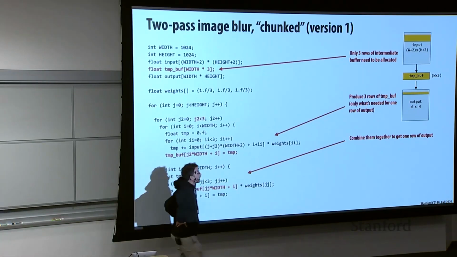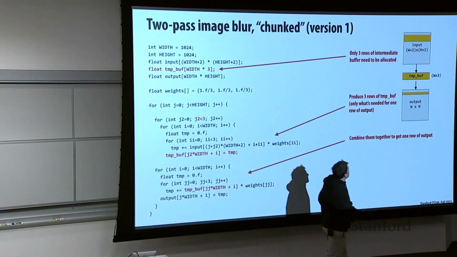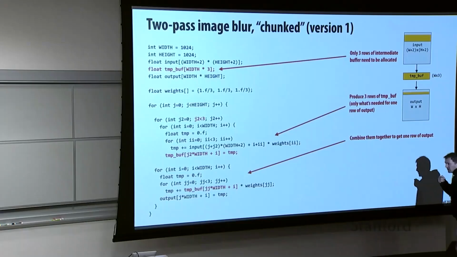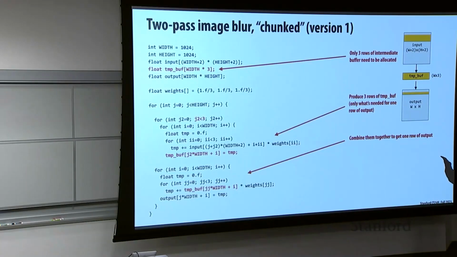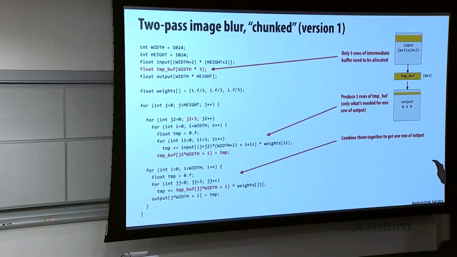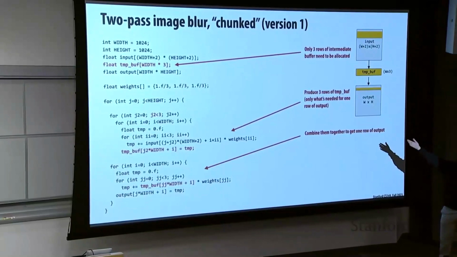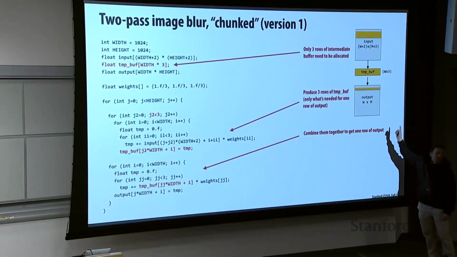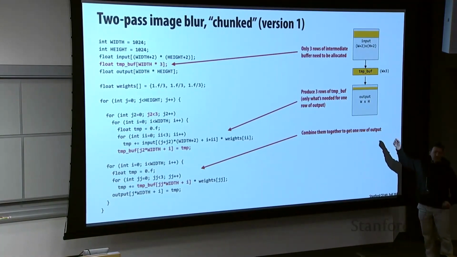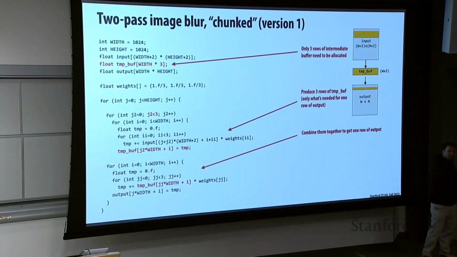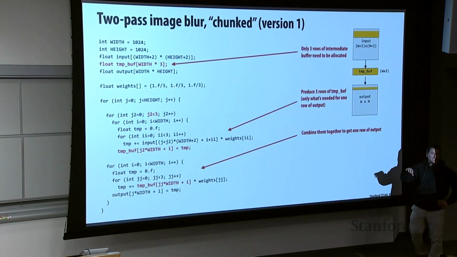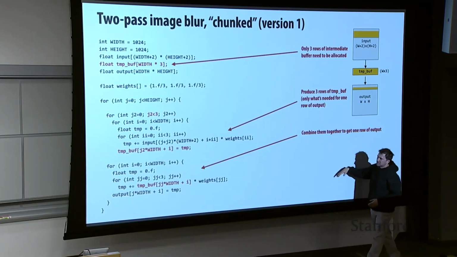Yeah. So what I'm doing is, look at this. I'm saying we don't need the whole temp buffer, the whole intermediate. I'm doing the first pass, but I'm only producing 3 rows of output. So I'm taking 3 rows and blurring them horizontally, and that's all the information I need to then blur those vertically and get 1 row of final output.